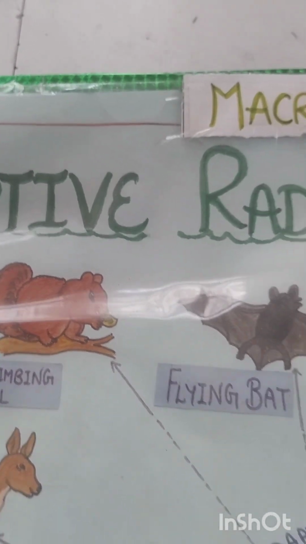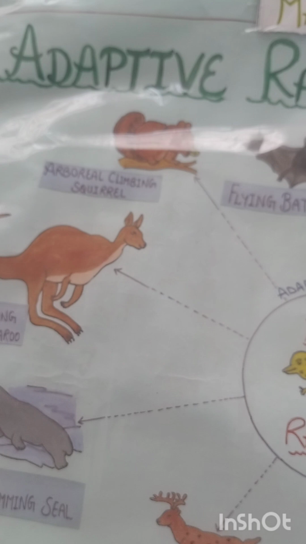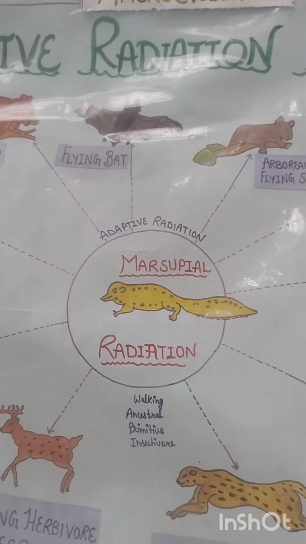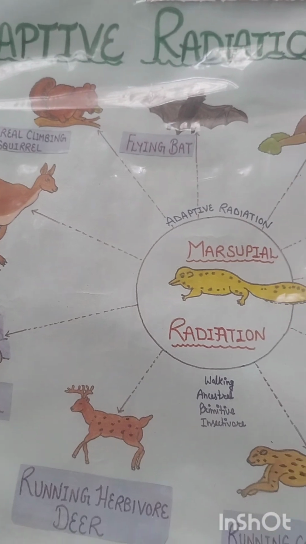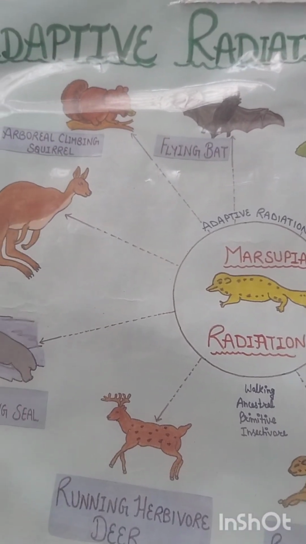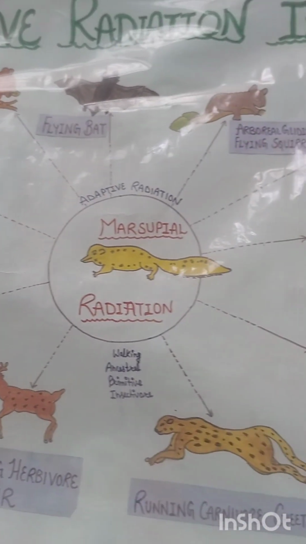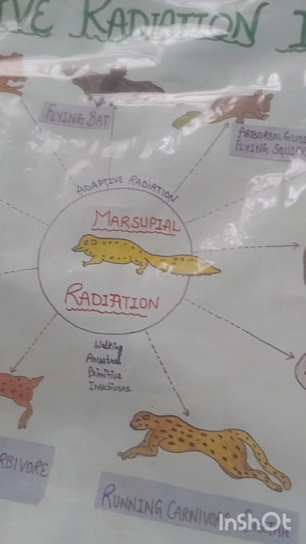arboreal climbing squirrel. So several forms are shown here in this chart, how the radiation takes place and how the adaptation takes place, and these have evolved from the ancestral one and radiate into different forms. So this is an example of macroevolution.